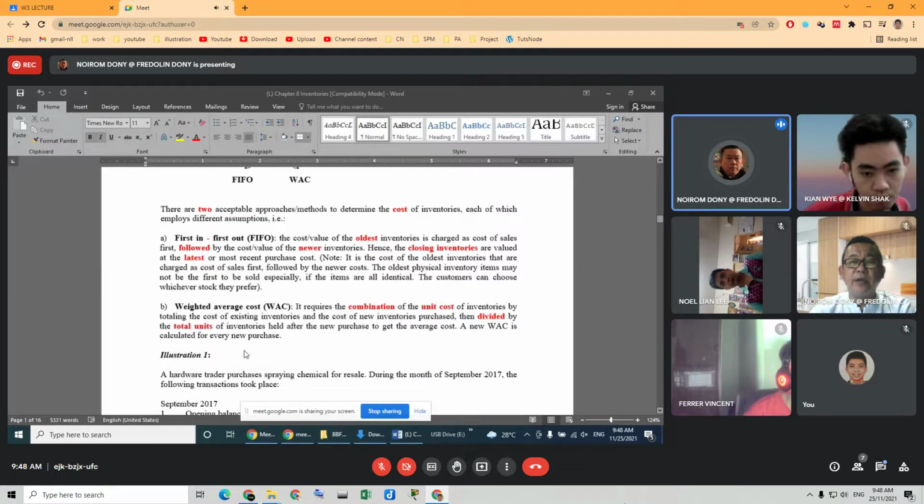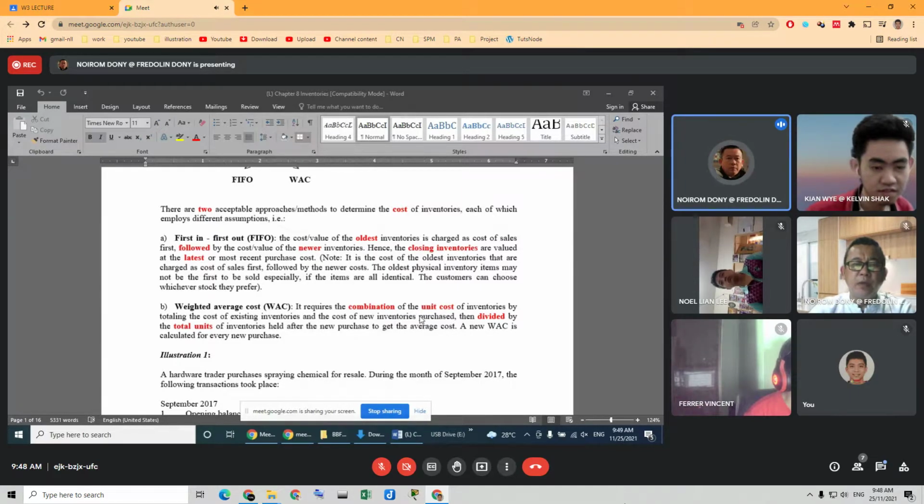Weighted average requires the combination of the unit cost of the inventory by totaling the cost of existing inventory and the cost of new inventory purchase, then dividing by the total units of inventory held after the new purchase to get the average cost. Now, the most important thing is average cost. Average cost means we take the average. So we have the cost per unit and we have the quantity, isn't it?